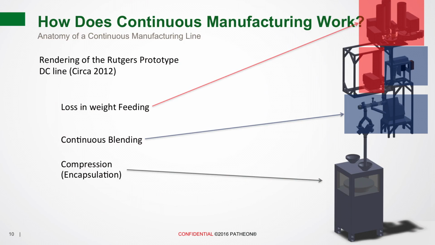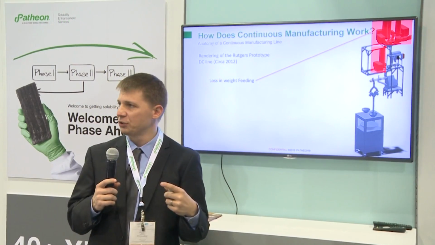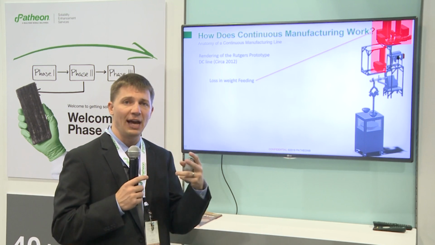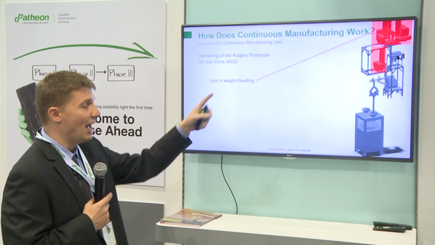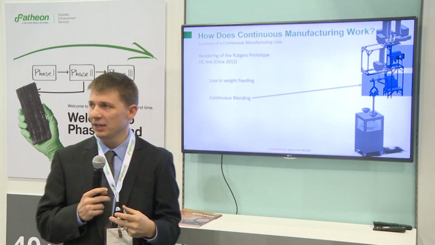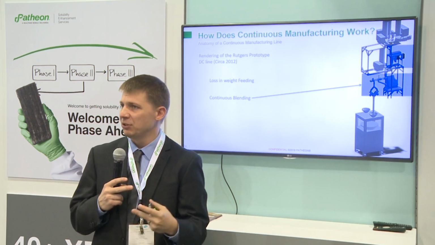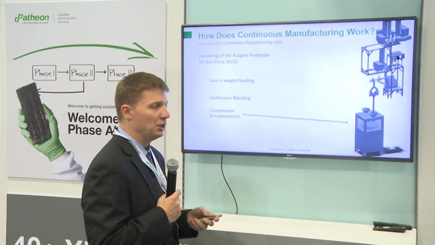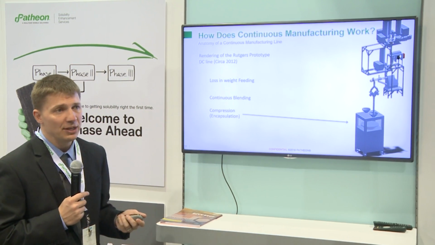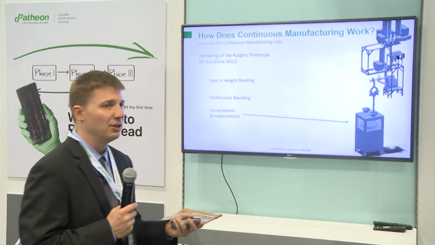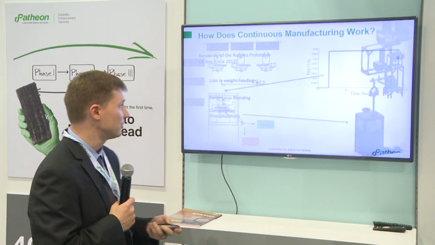Starts off with loss in weight feeders. Their whole job is just to supply the process with material at a fixed rate according to the ratio of that material in the formulation. After that, it goes to continuous blending. As the material's coming in, it's being continuously blended in order to assure content uniformity, and then it drops off into a compression machine. Now, there's no reason that you couldn't drop an encapsulator in that same place. They both need powder to be fed in order to produce products.